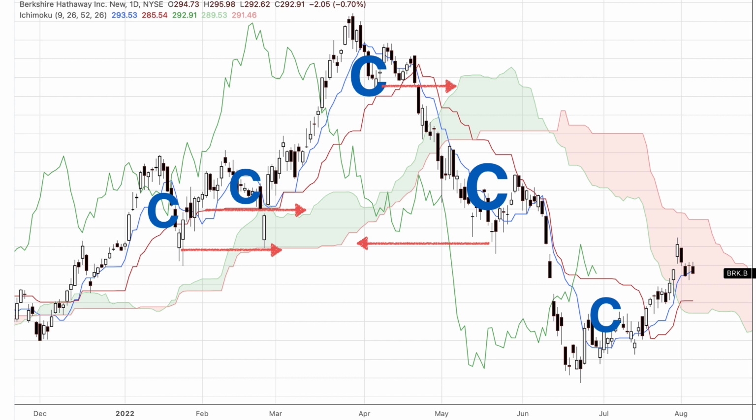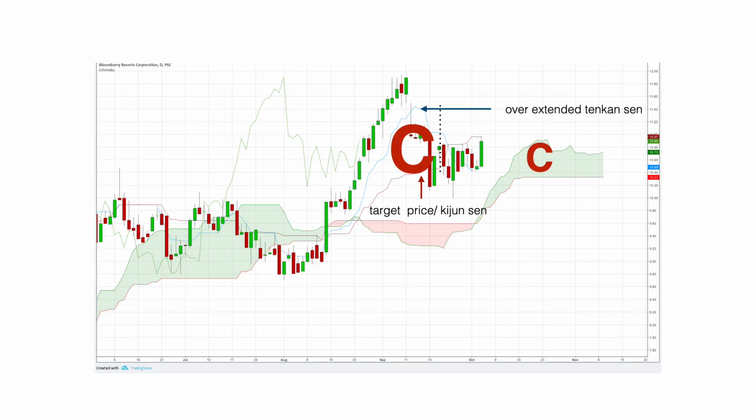This chart of Berkshire Hathaway shows a series of C patterns. This happens in a high volatility environment. Notice where price bounces. These are indicated by the Tenkan-sen, the Kijun-sen, or the Senko lines. This chart shows a C pattern that was resolved by a drop in price towards the Kijun-sen line. This allows price to achieve equilibrium.